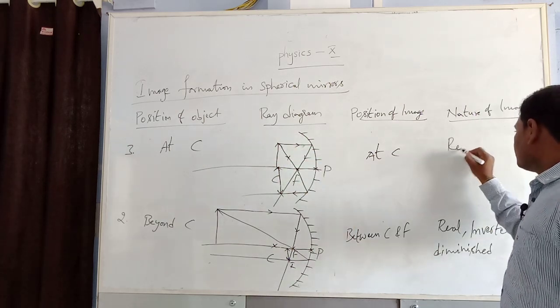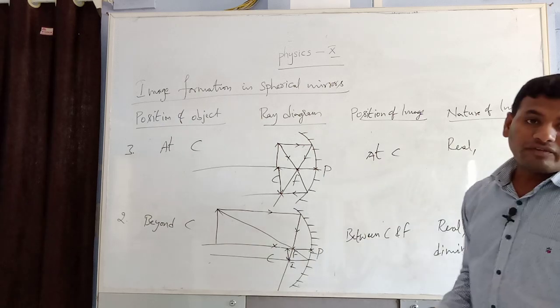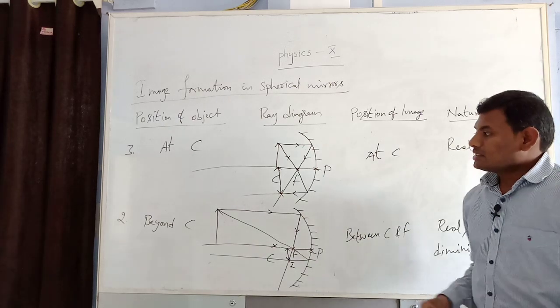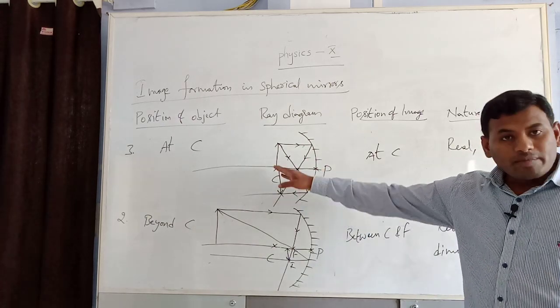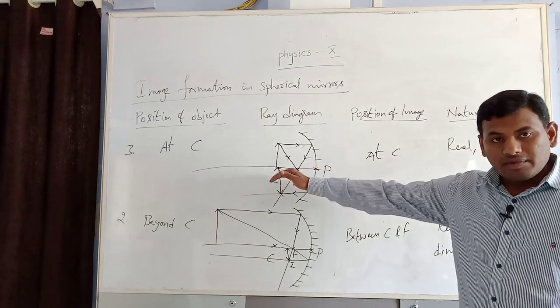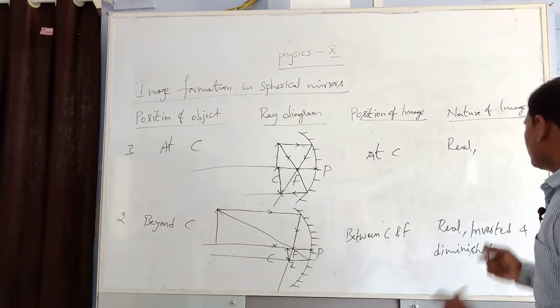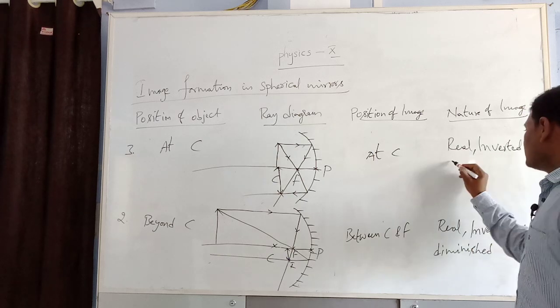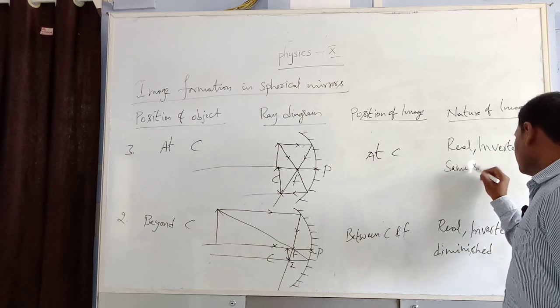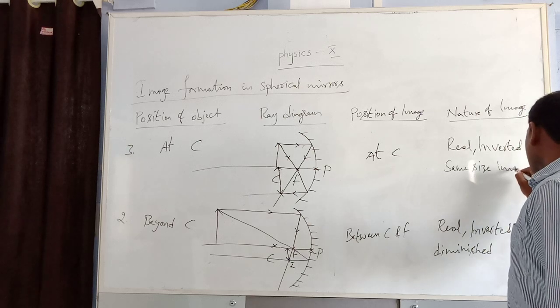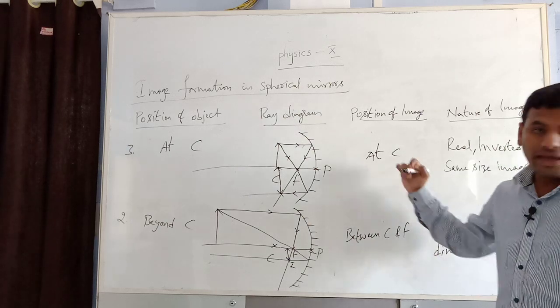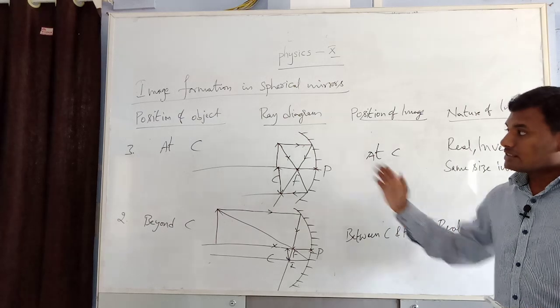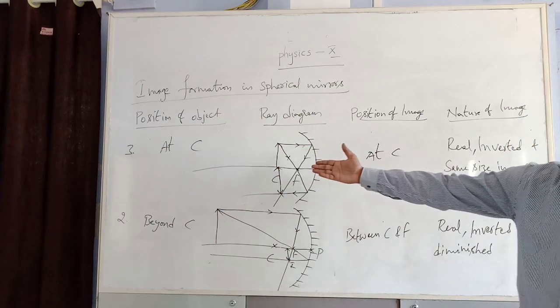So real, and whether it is inverted or erect, as the image is forming below the principal axis, the image formed is inverted. So a real, inverted and same size image is formed. Same size image is formed at C. So these are the characteristics for the position at C.